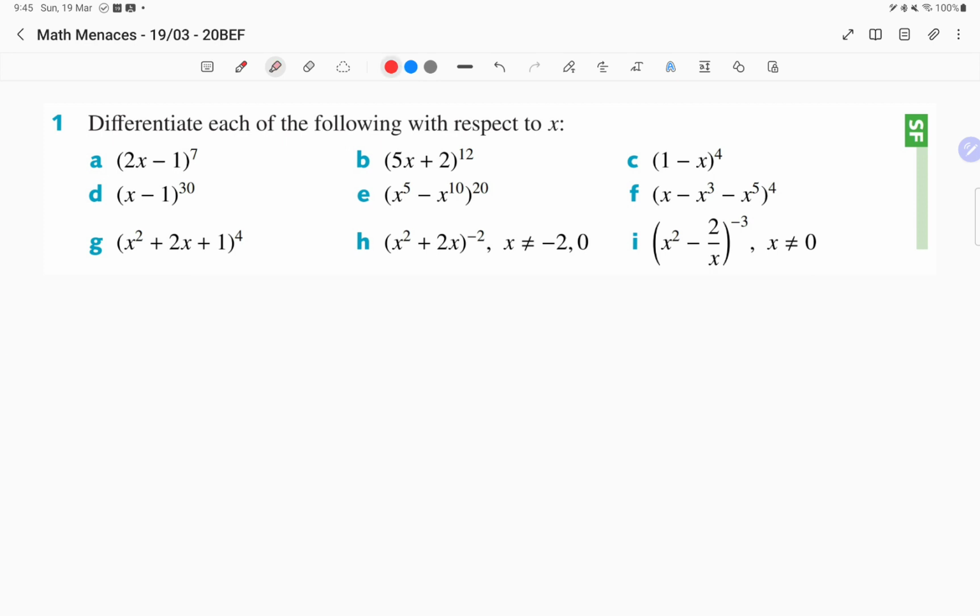Alright, get started on question 1. Know that when you get to 1i, you need to change the function a little bit in order to derive it.